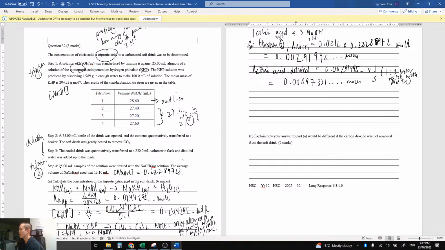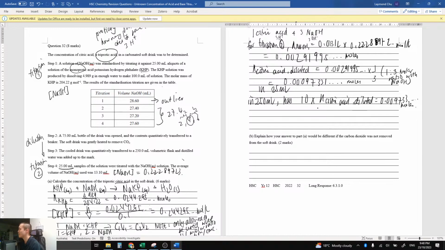Now we can say that for a 25 mL solution of our soft drink, so this is in 25 mL. Again, we can scale it up. If 25 mL has this many moles of citric acid, that means 250 mL has 10 times the citric acid, diluted, which is 0.00973331 moles. Now we're nearly there.